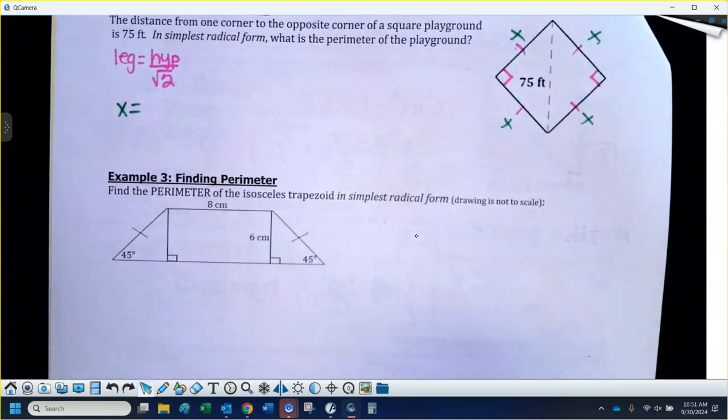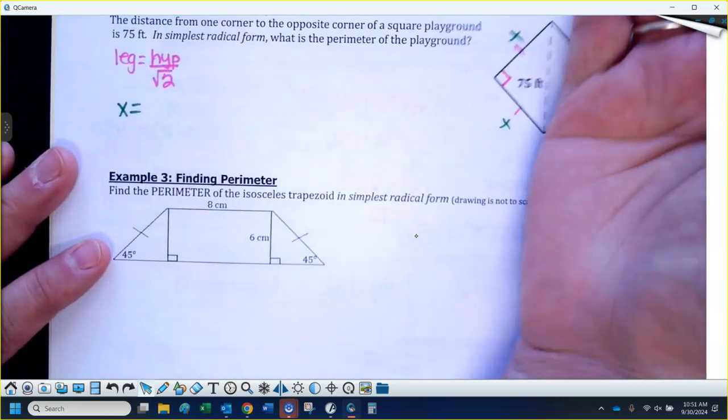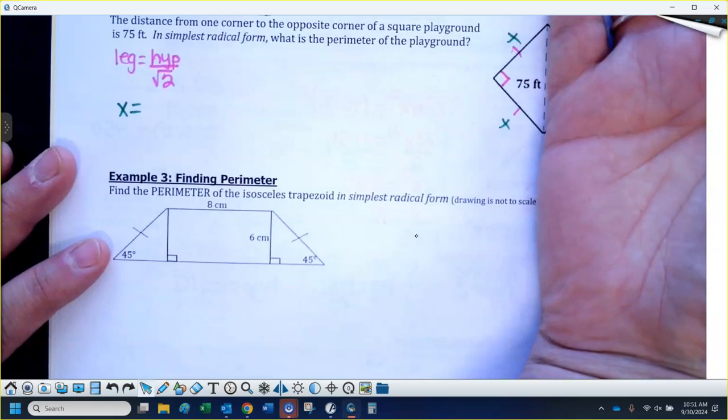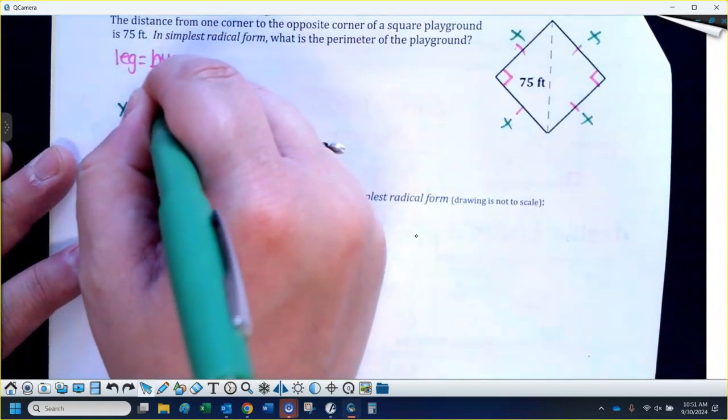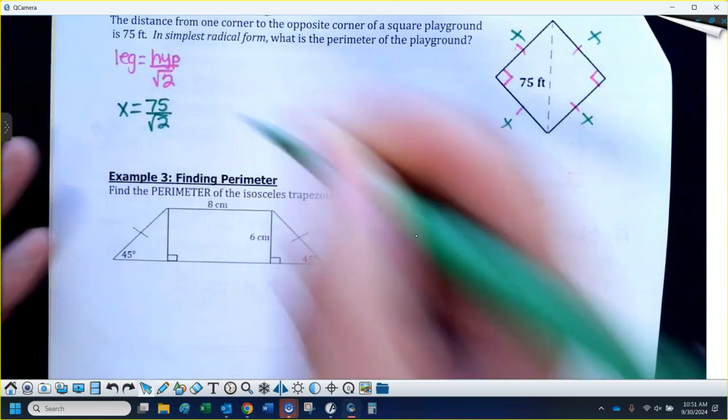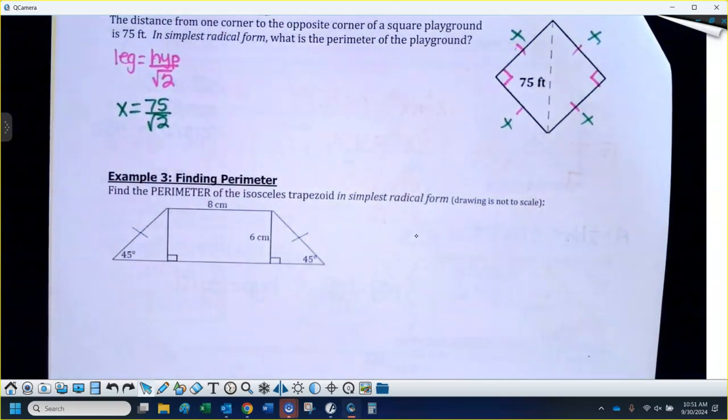The 75 is across from the right angle, so that'd be the hypotenuse if I just looked at one of these as like a little right triangle here. So 75 divided by square root of 2. This is similar to a question we did on the front, but it's a little bit different. So I'm going to rationalize this.